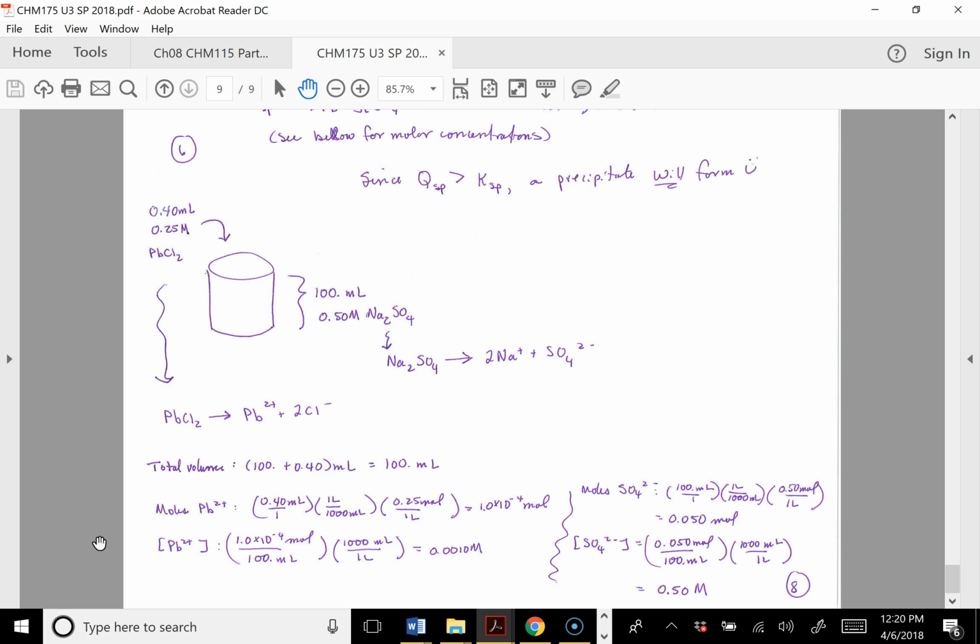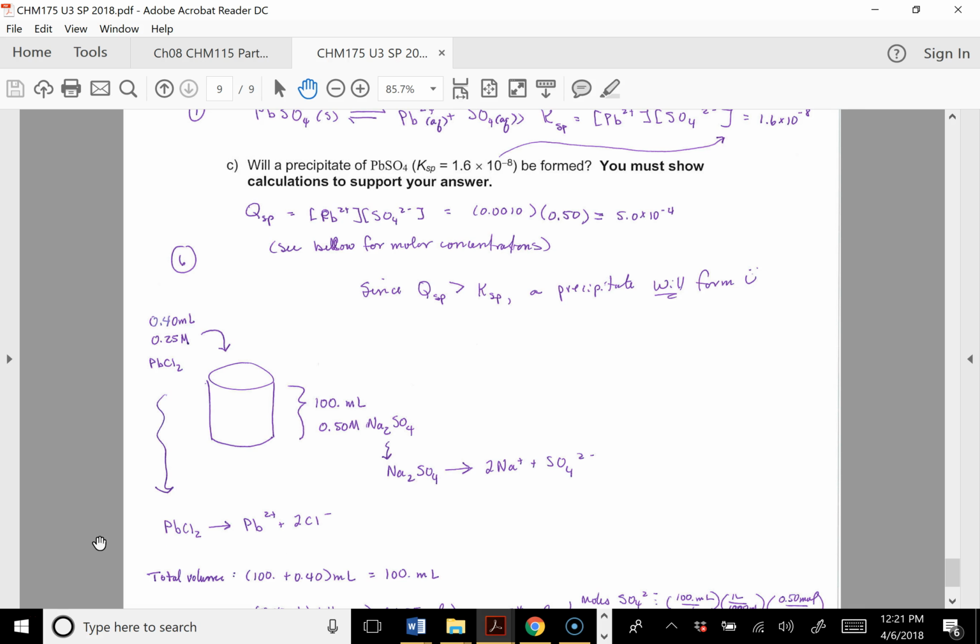And then what we're going to do is take these two and plug them into our Qsp up above, and see if our Qsp is greater than our Ksp. Which, up above, you can see where you're looking at 5 times 10 to the minus 4th compared to 1.6 times 10 to the minus 8. So yeah, it exceeds, your Qsp is larger than Ksp, so a precipitate will form. Smiley face.